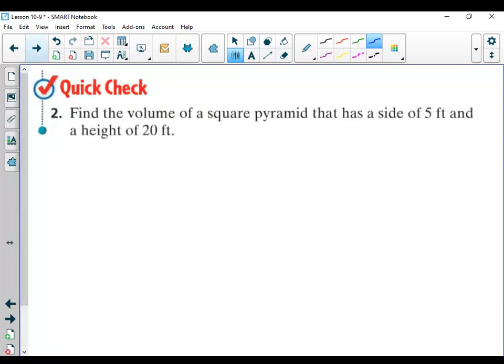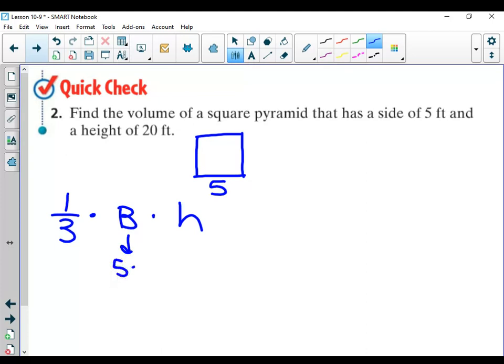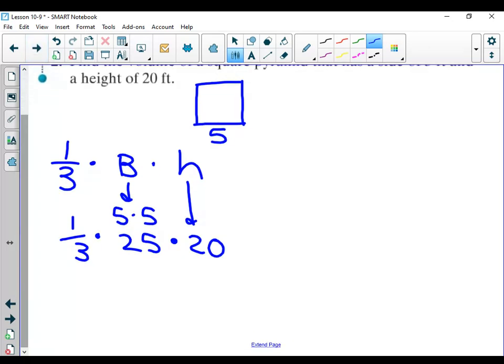Box 3, square pyramid, side of 5. So how do I find the area of that square? Addison? 5 times 5 is 25. Height to the vertex, 20. Put a third in front. The answer has a fraction in it. That's okay. Should I write that as a decimal? Doesn't matter.